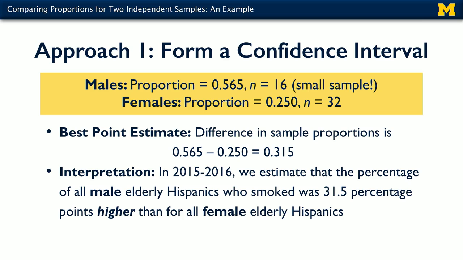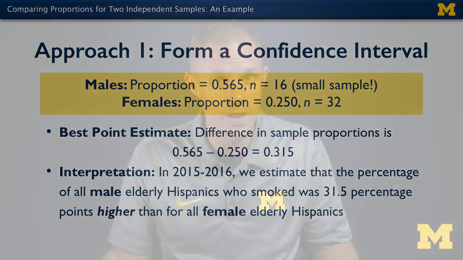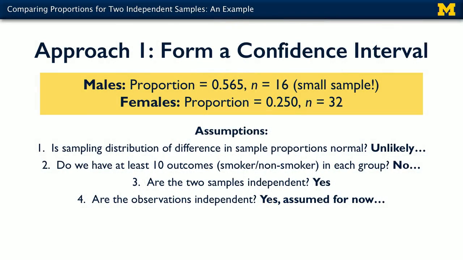Notice that I didn't say 31.5% higher. That would be a different result. The difference in these two percentages is 31.5, or 31.5 percentage points. So we have to be careful with that kind of interpretation when comparing two different proportions. Okay, so on the surface, this seems like a big difference, but we want to try to make some formal inferences about this difference based on our small sample.